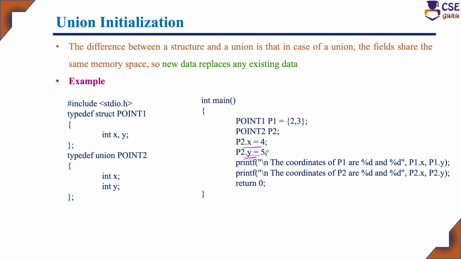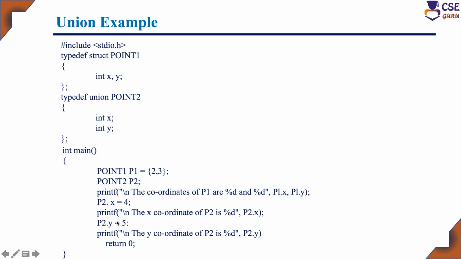Okay, so in that case what will happen? This p2.y recent value will be updated in the memory location. But in the other case, we have initialized the value and immediately you are asking to print, so it will print the recently initialized value. Only then you are initializing the new value p2.y. Then if you ask to print, it will print the new value 5. Here it will print 4. So this is the main difference between union and structure.